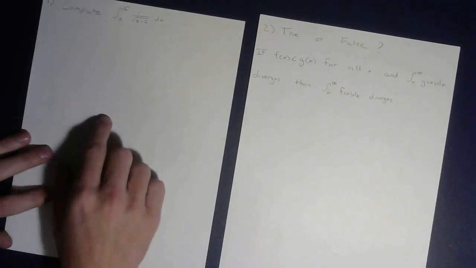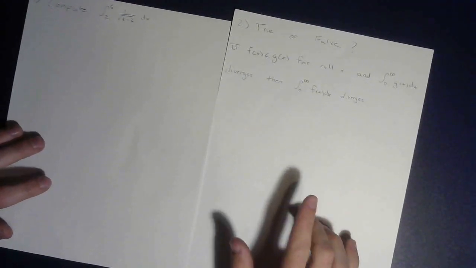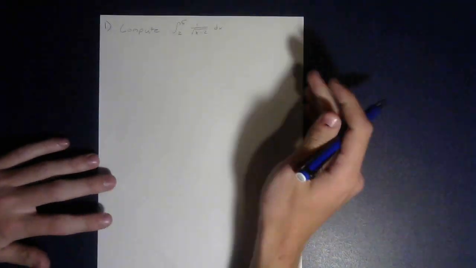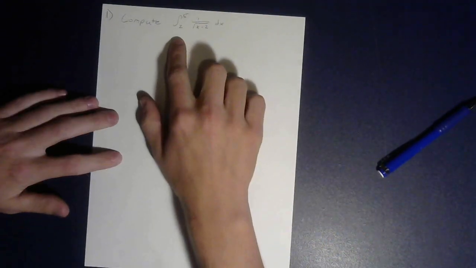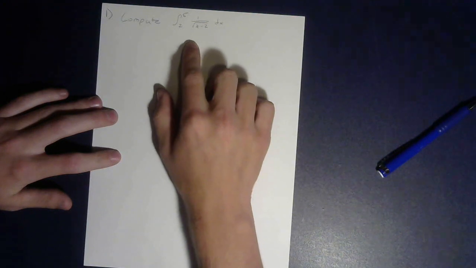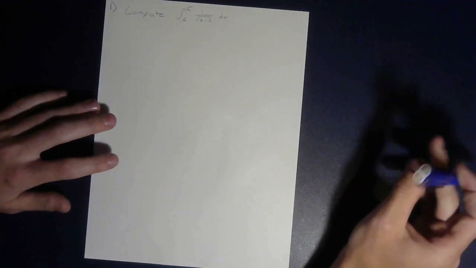So this is asking us to do two questions. The first one is we have to compute an integral. The second one, it's asking us whether a statement is true or false. We're going to do number one because it's number one. So we have to compute this integral. It's the integral from 2 to 5 of 1 over the square root of x minus 2 dx.